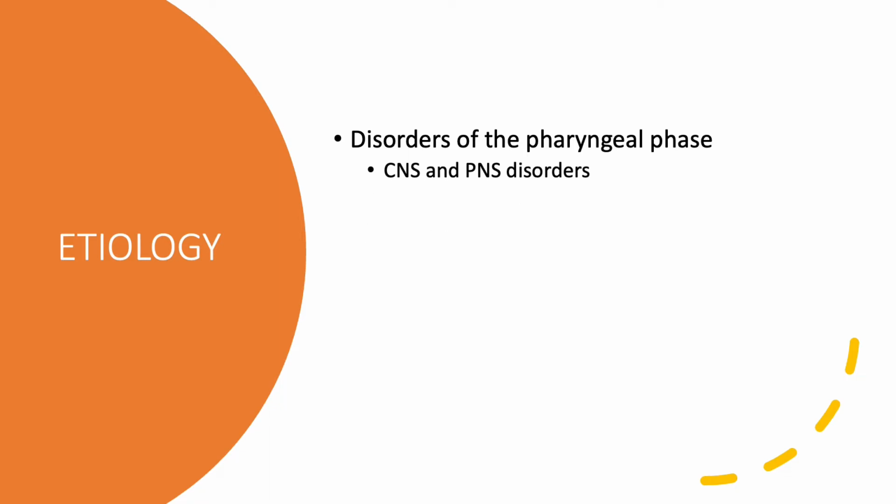Neurologic disorders that involve the central nervous system, such as stroke, and motor neuron disease, such as amyotrophic lateral sclerosis, or the peripheral nervous system, such as myasthenia gravis, can cause oropharyngeal dysphagia by disrupting the neuromuscular coordination required during the pharyngeal phase of swallowing. Poor compliance of the upper esophageal sphincter causes incomplete relaxation during swallowing, resulting in dysphagia.